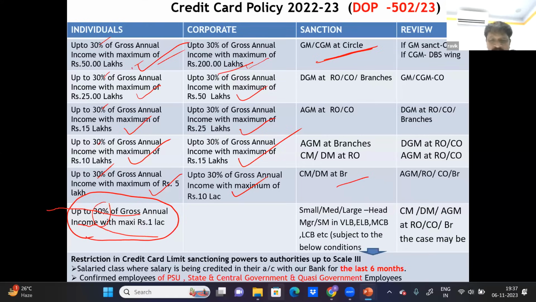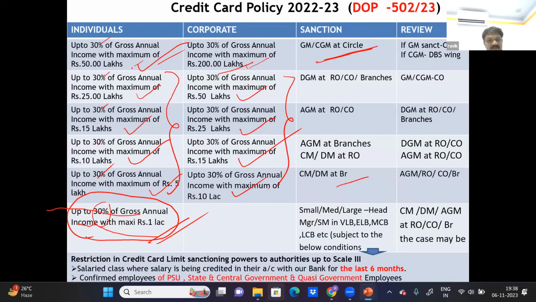30% anyway, you will remember, no need to understand. The maximum credit card you can give is 1 lakh only. All scale 1, scale 2, scale 3 are in VLB branch, manager, credit manager, whoever is sitting. 30% is a thumb rule, 1 lakh. So now this you have to remember. These 4 slides you have to remember.